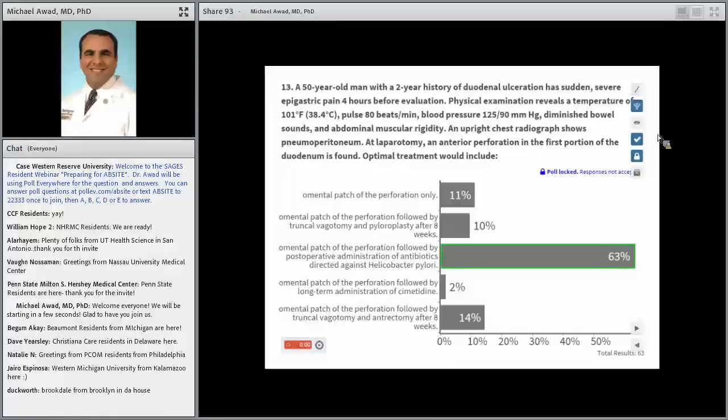Definitely a safe approach would be an omental patch, and then postoperative treatment with omeprazole and clarithromycin if H. pylori has been detected.